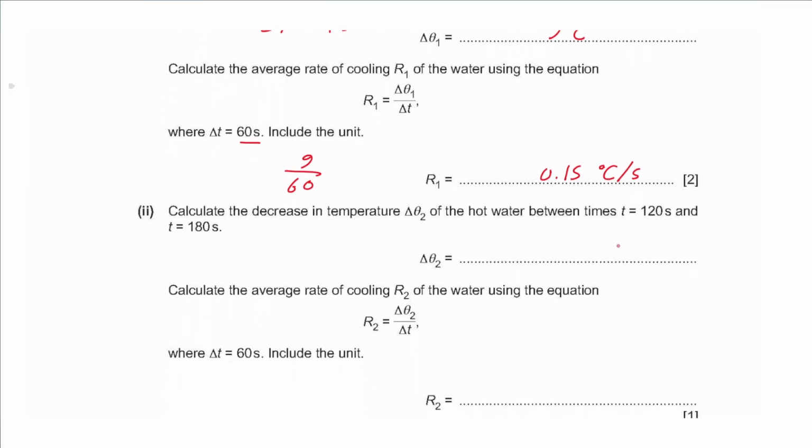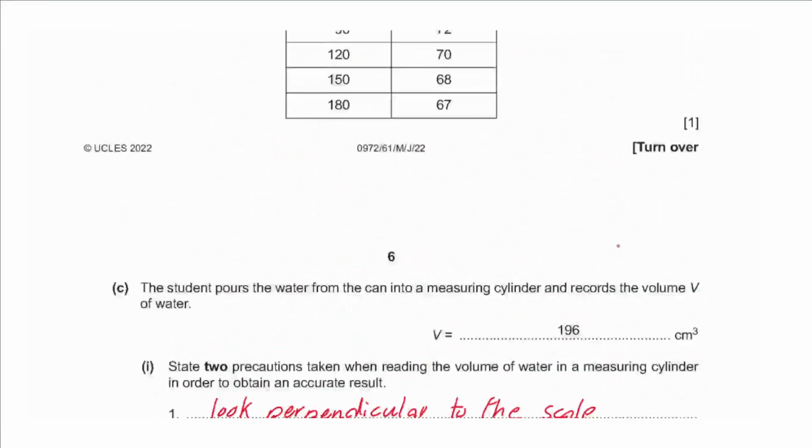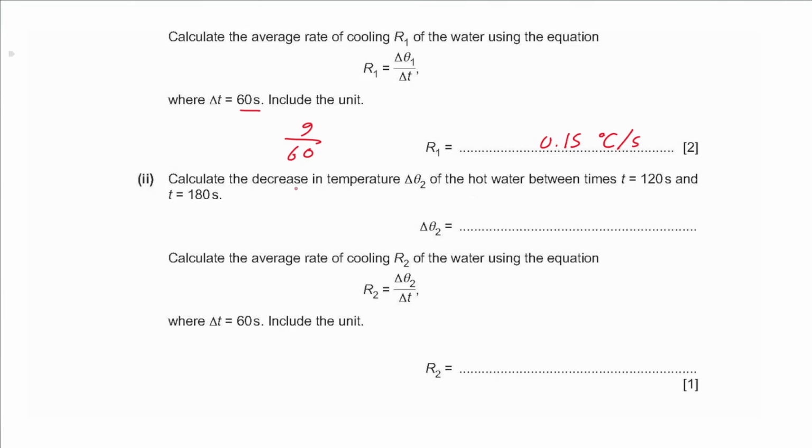D.ii says calculate the decrease in temperature delta theta 2 of the hot water from times 120 seconds to 180. Again, we go to the table. So from 120 to 180, we have 70 and 67. So we calculate the difference, 70 minus 67. That gives us 3 degrees Celsius. And we are required to calculate R2, which is delta theta 2, 3, divided by delta T, 60 seconds. So 3 divided by 60 gives a value of 0.05 or 0.050. And the unit again here is degrees Celsius per second.